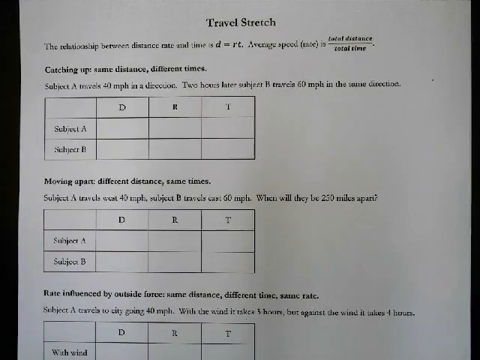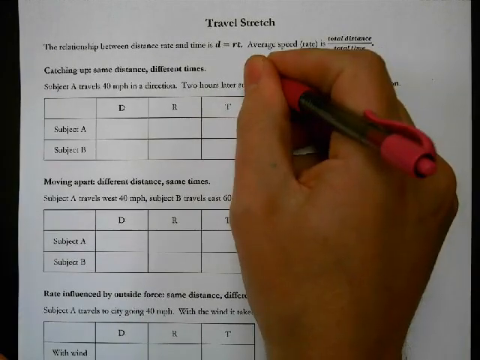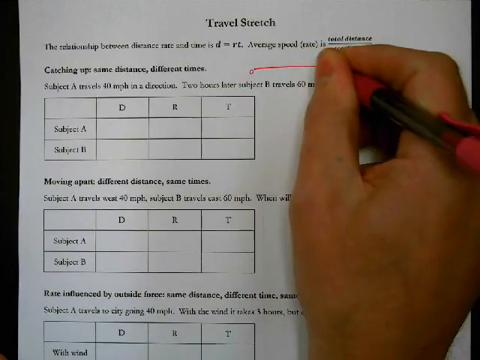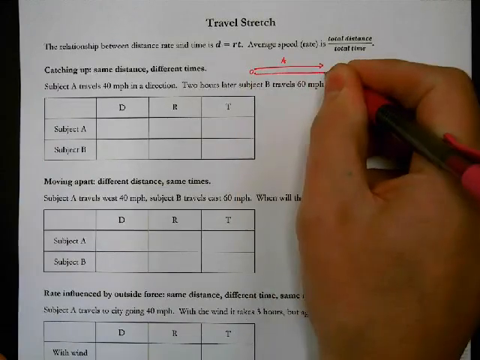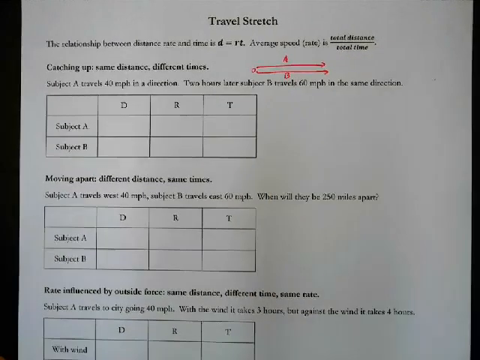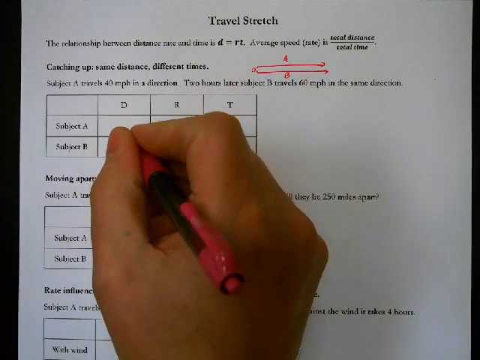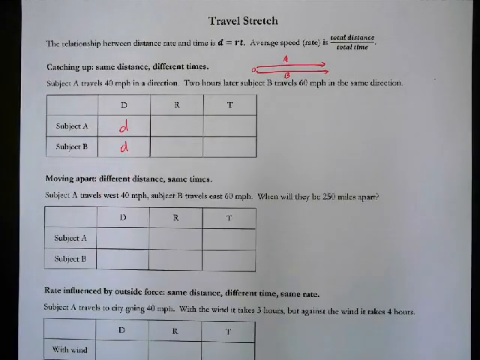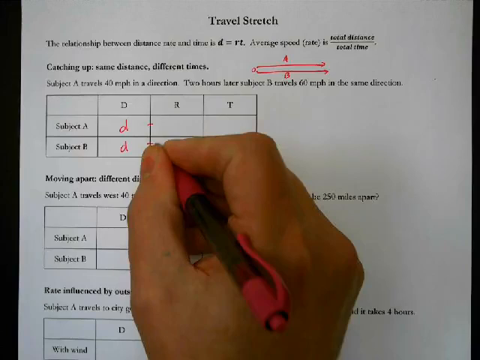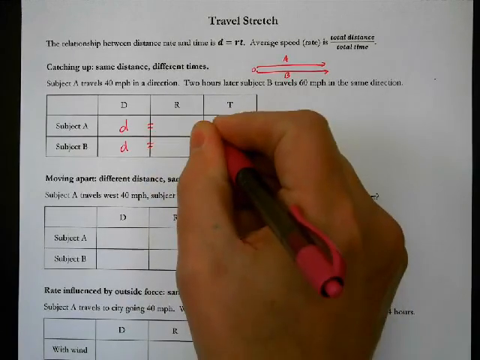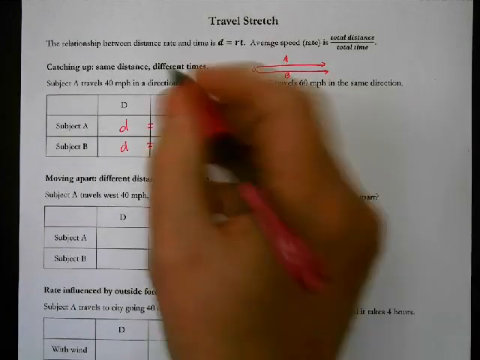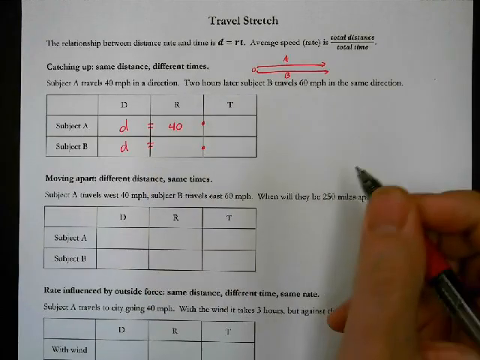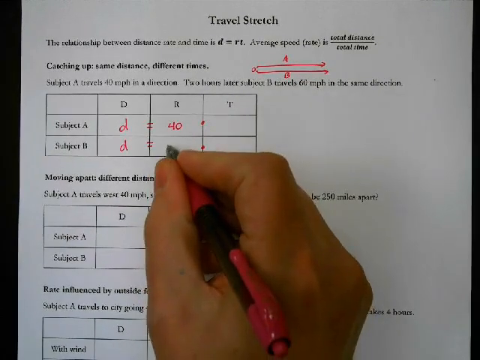Okay, so sometimes it's nice to make a diagram of what's happening. Subject A leaves and goes in a direction. And then later, the other subject is going to go and catch up to him. So the distance that they're going to travel is going to be equal to each other in these situations. I don't know what the distance is, so I'll just call it d. And distance equals rate times time. Now the rates I do know. Subject A is going 40 miles an hour, and subject B is going 60 miles an hour.